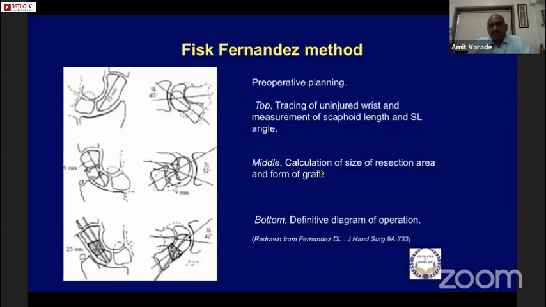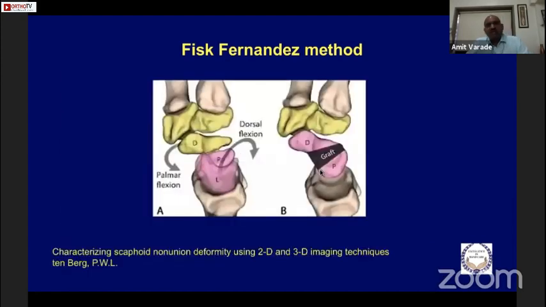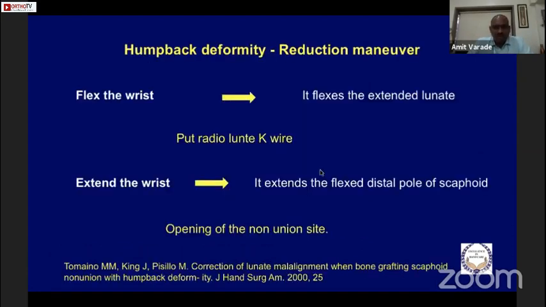So for such patients, we use the Fisk-Fernandez method. This is a very good method. Here, we have to go by volar approach to correct the DISI deformity, correct the humpback deformity, and put a wedge-shaped graft from the volar side. So this is the reduction maneuver. In the reduction maneuver, first, we have to flex the wrist. When we flex the wrist, it flexes the extended lunate.